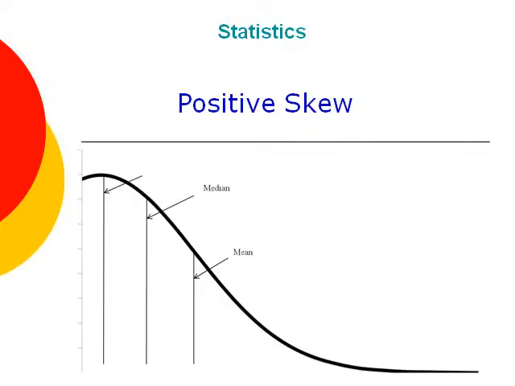In this slide, you see a positively skewed distribution. Note that the mean has a higher value than the median, which in turn is higher than the mode. Note how the high scores in the distribution pull the mean towards them.